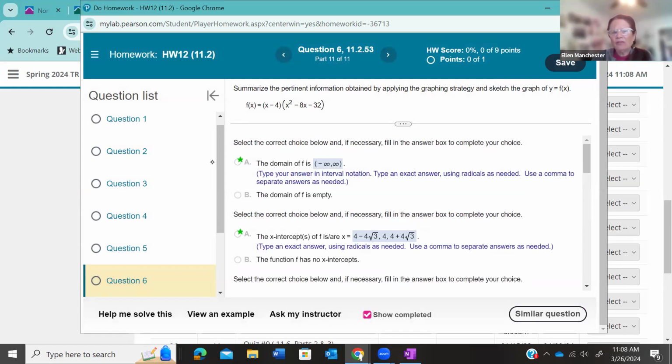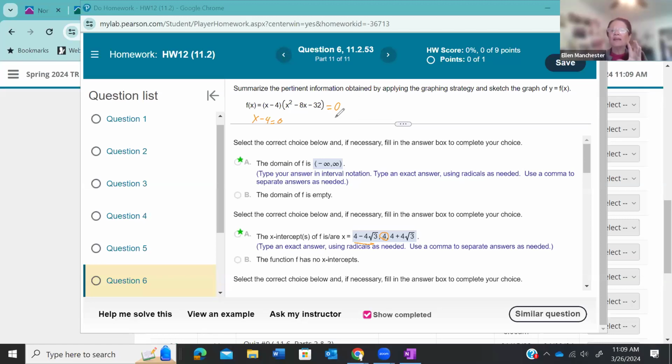And then it asks for x-intercepts. Well, the x-intercepts is just when you set this whole thing to 0. And it's already factored for us, so we don't have to do any more factoring. The trinomial can't be factored, so that's why they end up with 4 minus 4 square root of 3 and 4 plus 4 square root of 3, because they had to use the quadratic formula on this one. And then the 4, this value right here, comes from when you set x minus 4 equals 0. So the x-intercepts are just setting your factored form to 0.